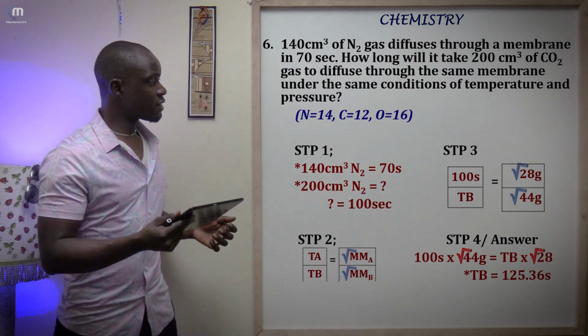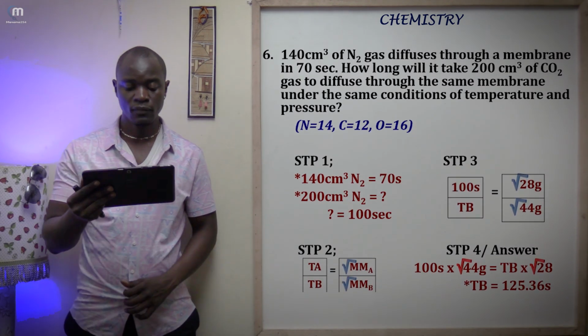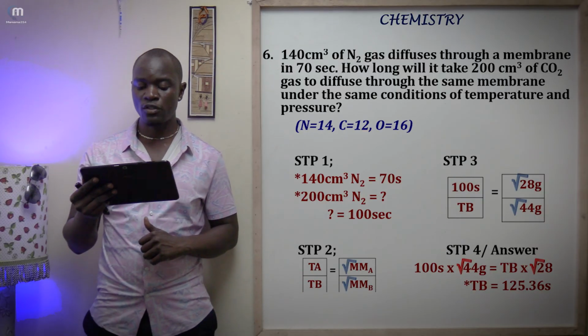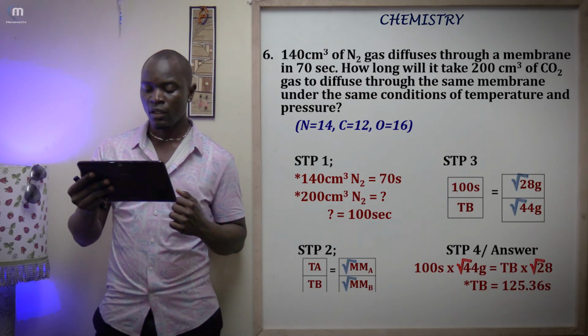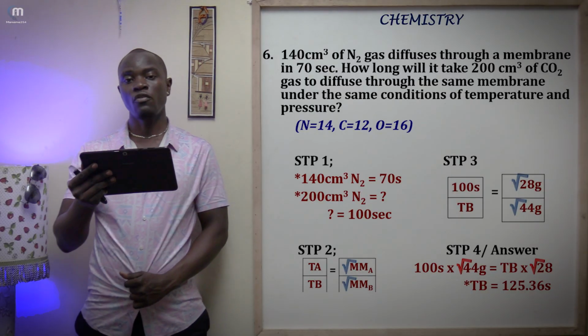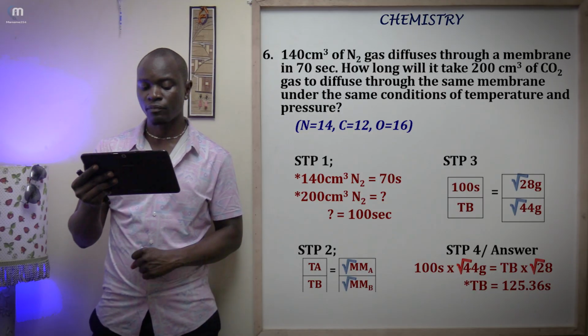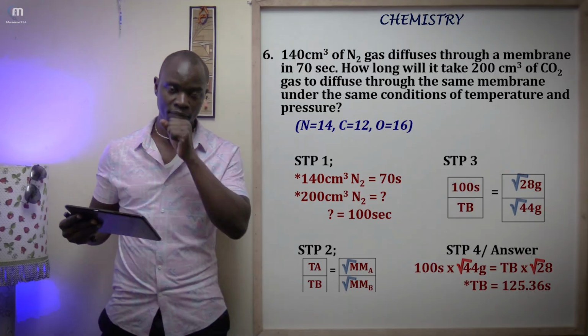So we go to the next number, which is number 6. So the question is asking, 140 centimeters cubed of nitrogen gas diffuses through a membrane in 70 seconds. How long will it take 200 centimeters cubed of carbon 4 oxide to diffuse through the same membrane under the same conditions of temperature and pressure?